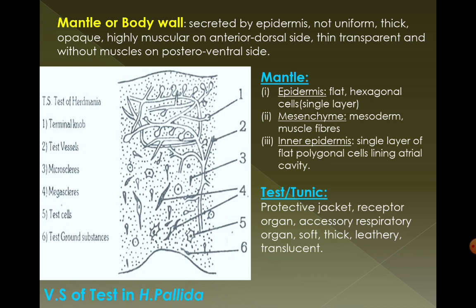And also observe the test vessels, which is number 2, then look at number 3 and 4, which are nothing but the spicules. The 3 is microscleres, which are tiny in shape, and number 4 is megascleres, that is the larger spicules that are found in the matrix. And you have different kinds of cells, round ones, irregular shaped, scattered here and there. So there are different kinds of cells that are present in the test. We will learn about them now.